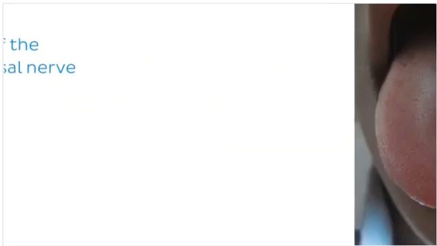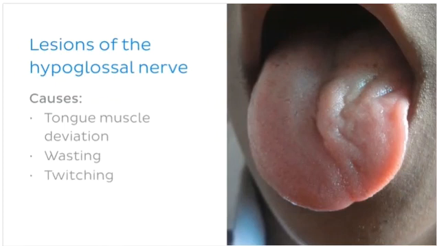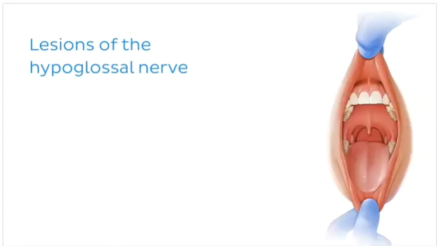We also discussed some lesions of the hypoglossal nerve, which can cause tongue muscle deviation, wasting and twitching, and to determine the presence of these lesions, you can ask the patient to stick their tongue out.